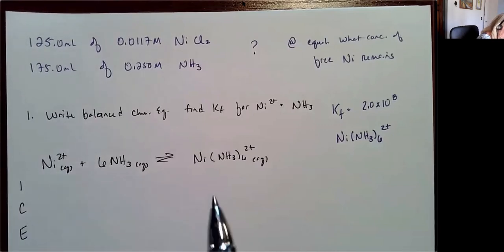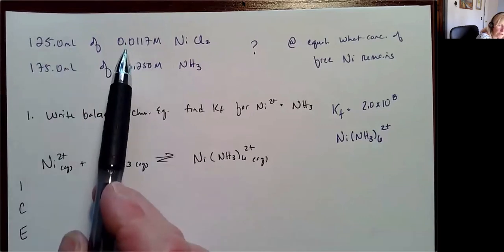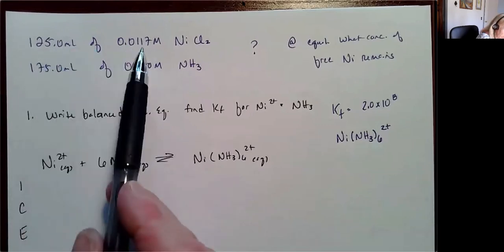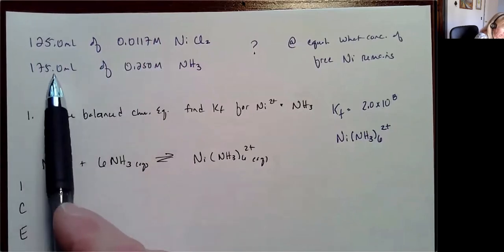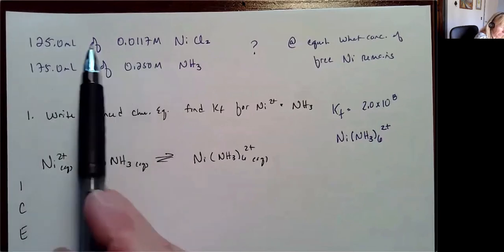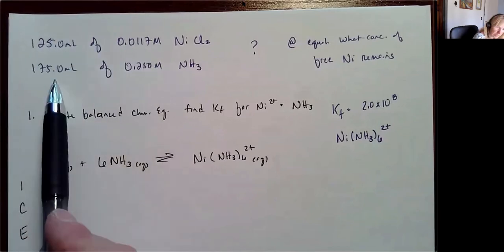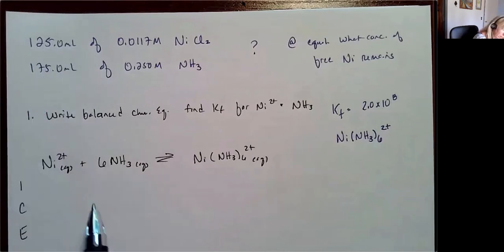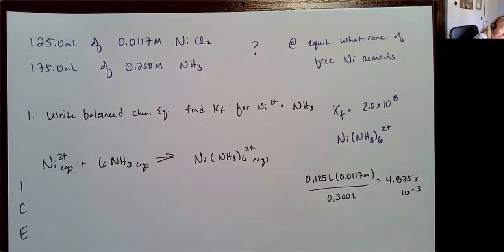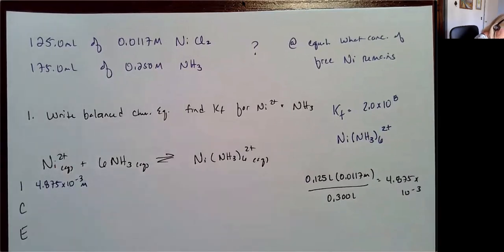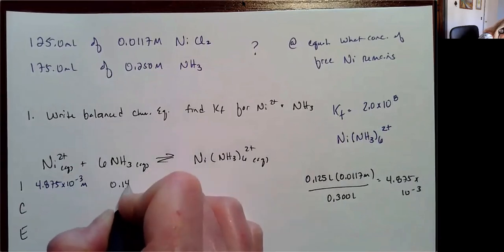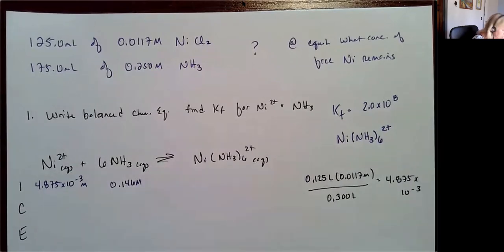I can't just take 0.0117 because once I add this into a solution and I add another 175 milliliters of liquid in there, I've changed the concentration of these ions because it's no longer in 125 milliliters, it's in 300 milliliters. So I'm going to first find my new concentrations here. So that's my new concentration of nickel starting out. And I'm going to do the same thing with ammonia. 0.146 molar.